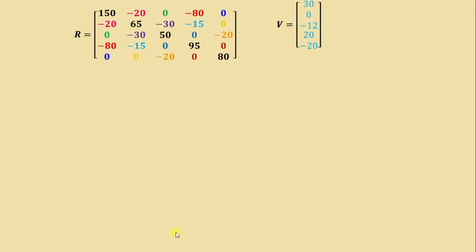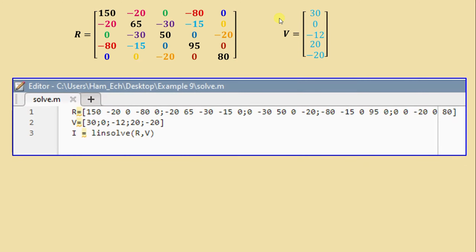After we finish applying the mesh analysis by inspection, we obtain the resistance matrix R and our input voltage V. Since this problem is quite difficult to solve, I created a MATLAB program that makes it easier to solve, which is shown in this figure. Let's go through this program.